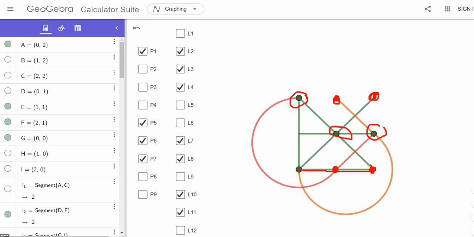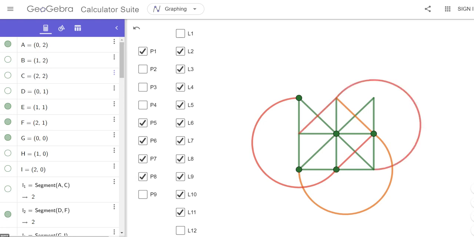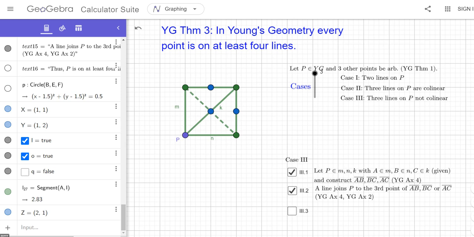So that's just showing you some different configurations, and why those case 2 and case 3 work the way they do. All right, so I hope this was instructional, both in terms of how to use the checkboxes to turn things on and off and show different pieces of the puzzle, and also in terms of explaining why it is that in Young's geometry every point is on at least 4 lines. I'll be back in a bit with a proof that a point in Young's geometry cannot be on 5 or more lines.